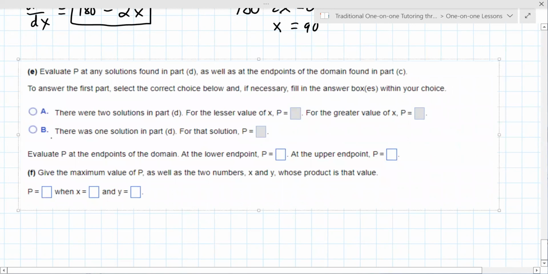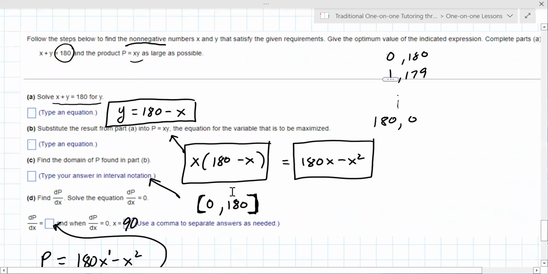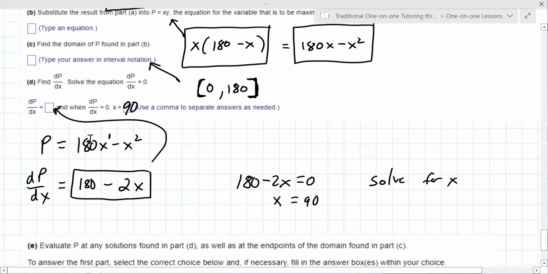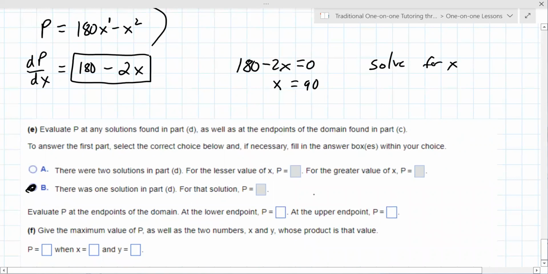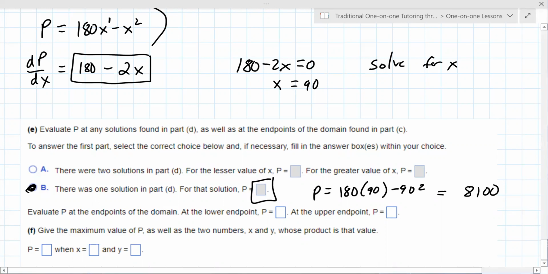Okay, there was only one solution to part D, and what they're saying here is take that value of 90 and plug it back into the original P, into this P right here. Okay, so that's the thing that you're graphing. So it's P equals 180 times 90 minus 90 squared. And that gives you a number. Let me get our calculator for that. 180 times 90. That's 8100. So that's that box there.